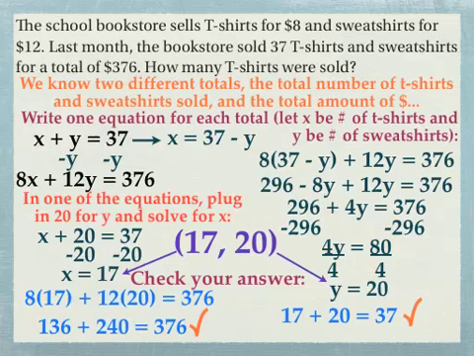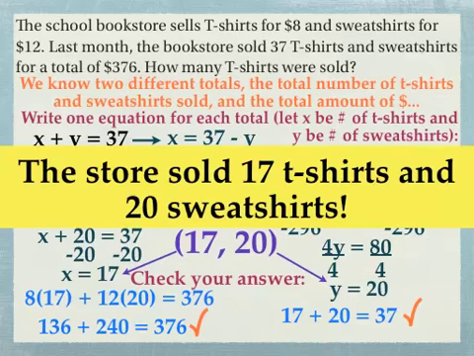Because the ordered pair 17, 20 worked in both of the equations in the system, I can say, and I haven't actually answered my question yet, it says how many t-shirts were sold. This is where it comes in handy that I made myself that little note that says let x be number of t-shirts and let y be number of sweatshirts. Because I made myself that little note, I don't have to go back and try to figure it out. I've told myself already. So to answer the question how many t-shirts were sold, the answer is there were 17 t-shirts. I went ahead and threw in that there were also 20 sweatshirts sold.